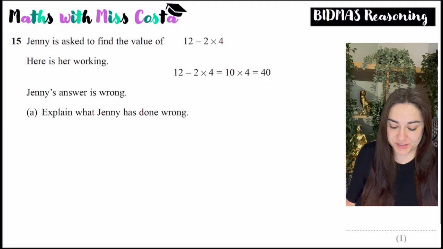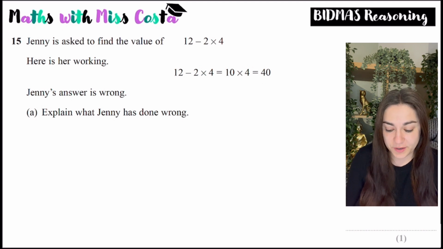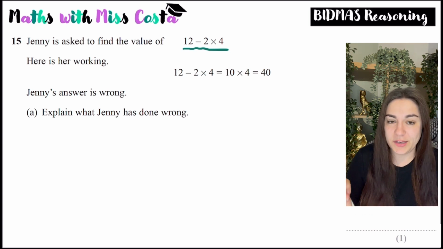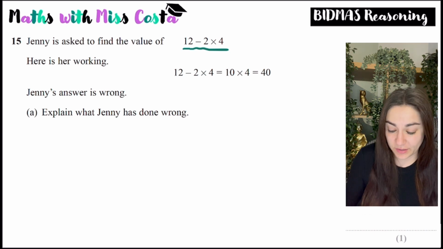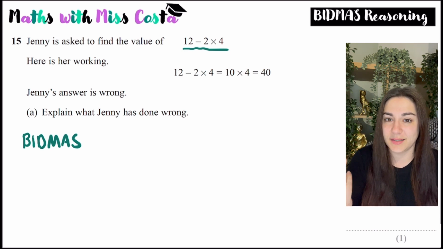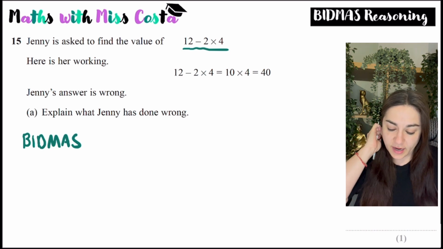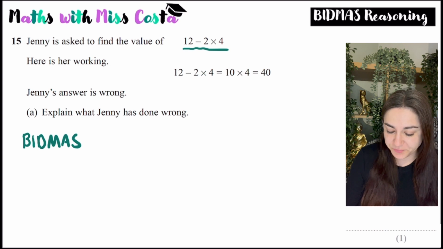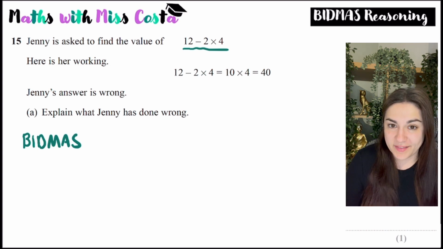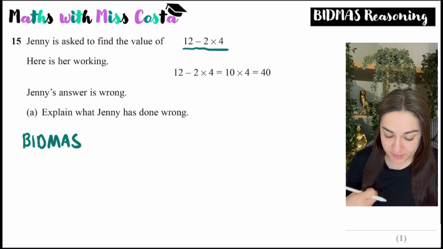Okay, so in this question, I'm told that Jenny is asked to find the value of 12 take away 2 times 4. Here is her working. So whenever you are doing anything in maths, you always have to use the law of BIDMAS, which is the order of operations. It tells us which order we do multiplication, division, subtraction, addition, brackets and indices. So whenever I look at something like this, I should instantly be thinking of BIDMAS.